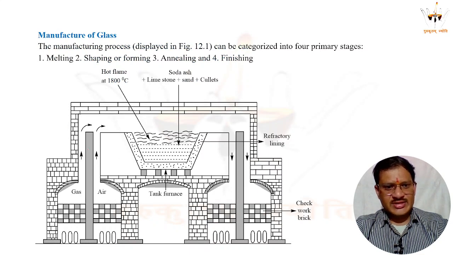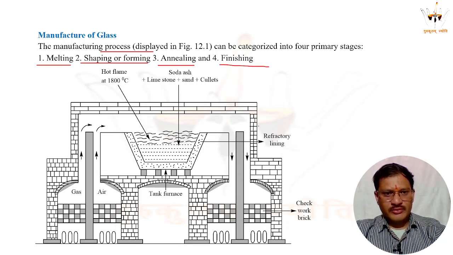This is the furnace we have displayed here. The manufacturing process can be categorized into four stages. Number one is melting, the second one is shaping or forming, the third one is annealing, and the fourth one is finishing. We can see here the way how the manufacturing of glass takes place.